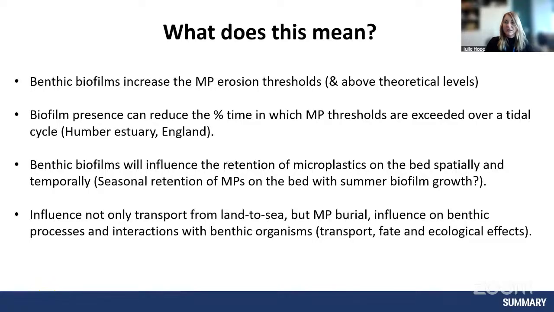And this doesn't only affect the transport of plastics from land to sea, but it will affect things like plastic burial and the effect it has on different processes within the bed and how it interacts with different benthic organisms. So when we have plastics on the bed, we have fauna that are feeding on the biofilm. That means that they're going to be ingesting those plastics, and as they bioturbate through the bed, they're going to be burying them into the deeper sediment layers as well.